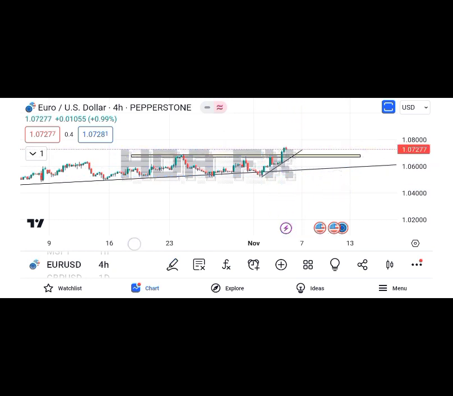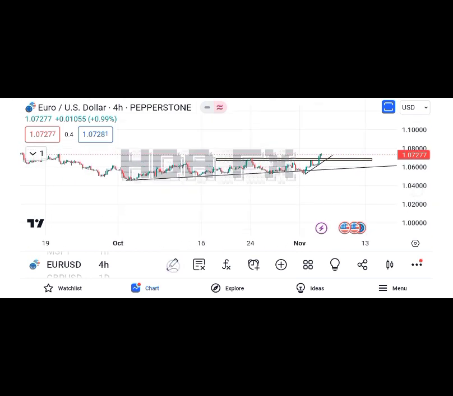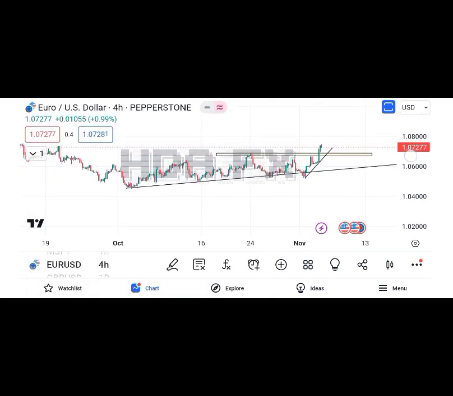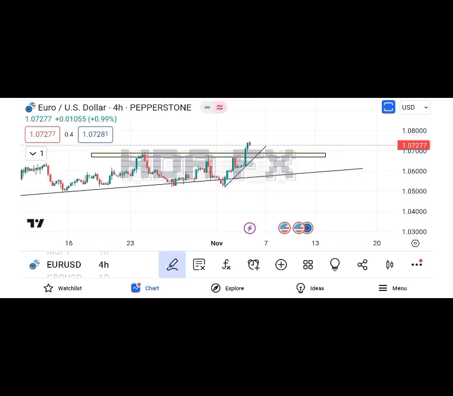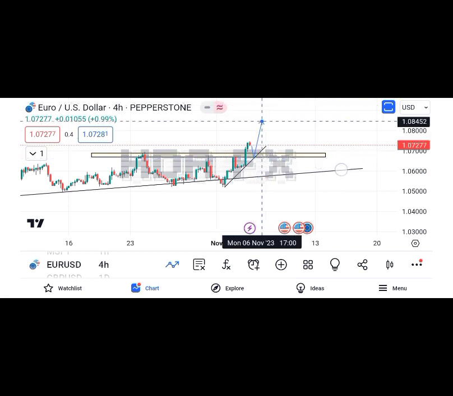So now what I want to see on Euro USD is this. Let me zoom my chart a little bit. I want to see price drop down to this key zone here, to this level here, and to this level here. Then look for buying confirming candles, then buy on Euro USD.